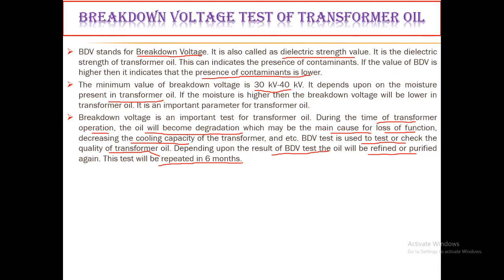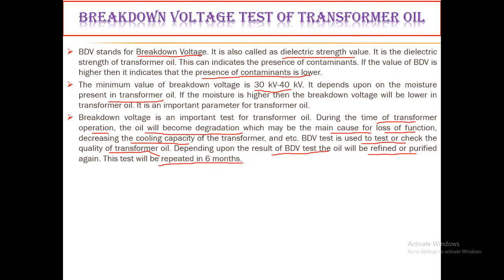But generally the offline purification system is more adopted, because you are testing the BDV value of the transformer oil after a 6-month duration. If you find values lower than the expected one, then it needs replacement, because even after the purification you have not achieved the required value. So in that case it needs a replacement of the transformer oil.